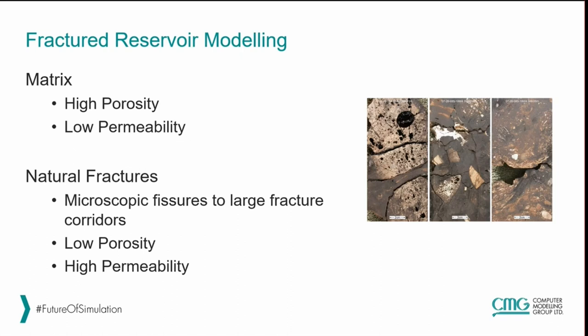With the natural fractures, these can be anything from microscopic fissures to large fracture corridors. When we're looking at faulted fluid flow, typically we're looking at more of these large fracture corridors. In comparison with the matrix, the fractures would have low porosity or a low pore volume associated with them and a relatively high permeability. This allows for quick fluid flow without a lot of accumulation in the fractures.